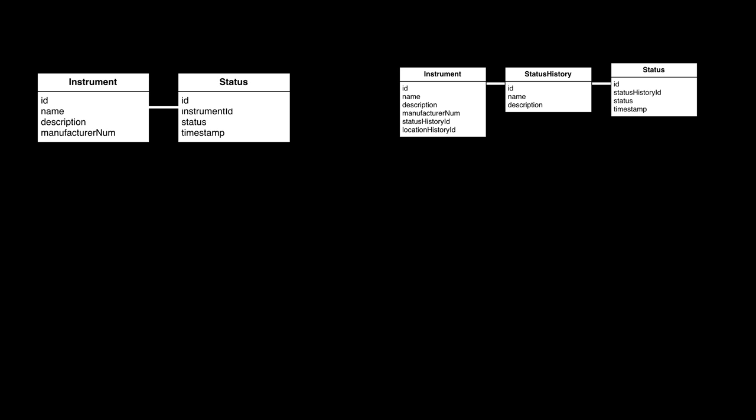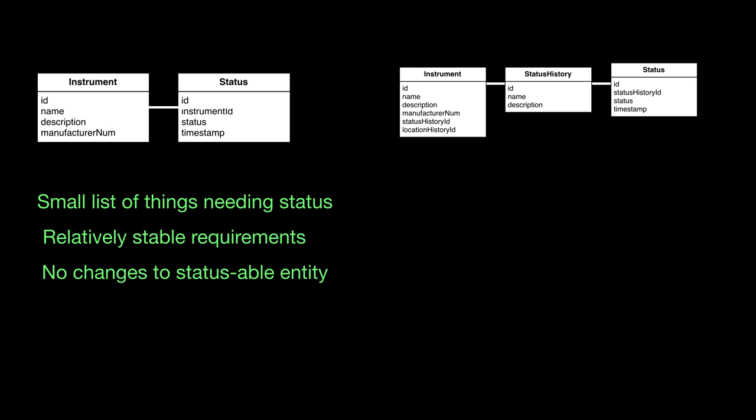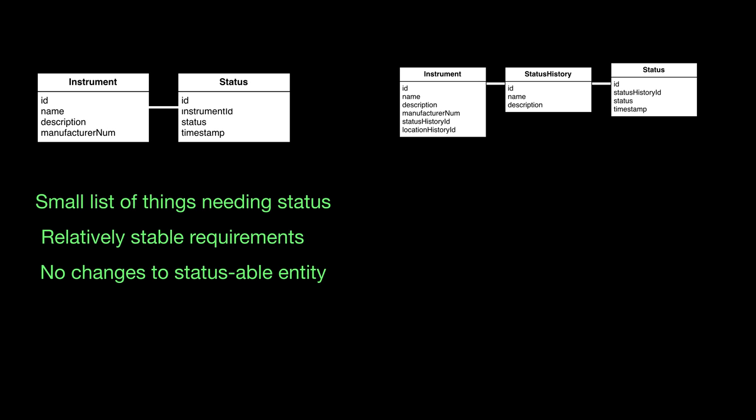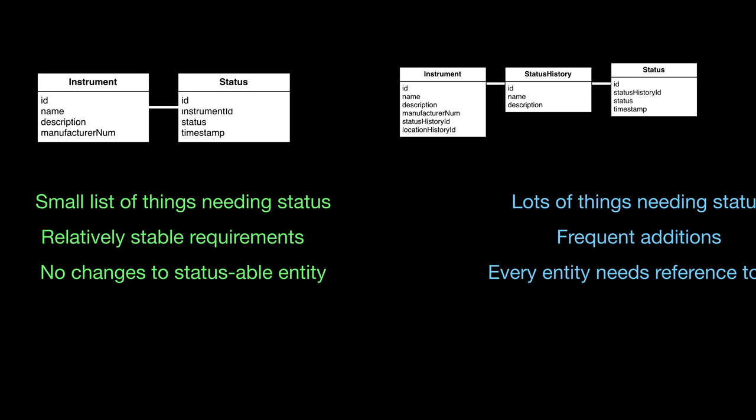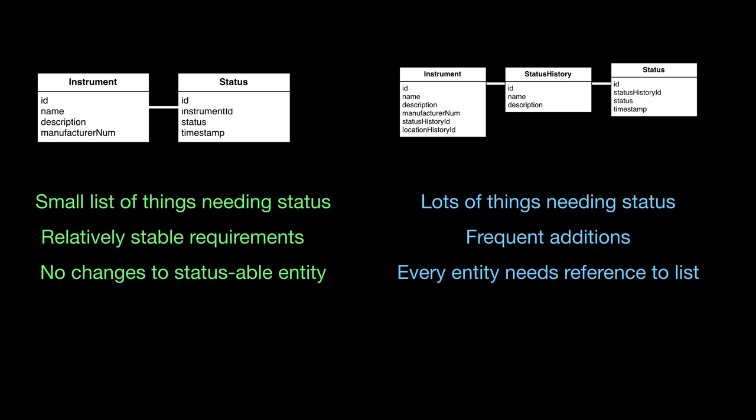Which data model example is better really depends on how likely you are to add statusable things, and how many. If your list of statusable things is small and unlikely to change, use a single status table. If you're often adding things to your data model, or if you have more than 10 statusable things, I'd use the status history. Both patterns can grow to include allowable statuses, status types, etc. Anything to make your data mining easier.